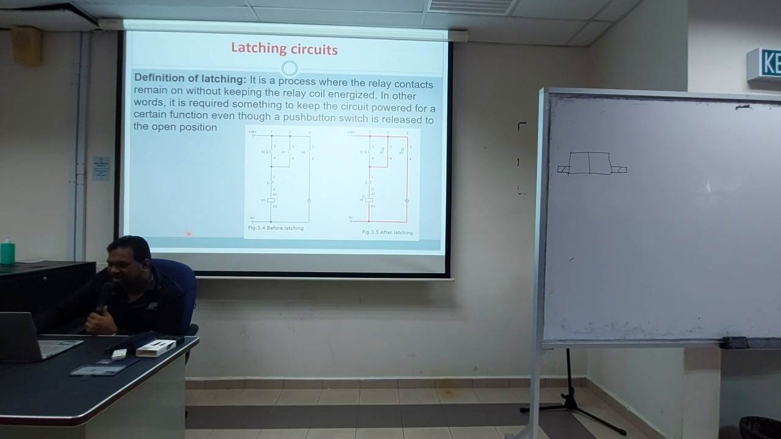Okay, so latching switch. So latching definition ada dekat sini. Is a process where relay contacts remain on without keeping the relay coil energized. So latching maksudnya you tekan push button once, sampai you disconnect it, it will be continuously on. So you hanya perlu tekan one time. So itu yang dimaksudkan latching.